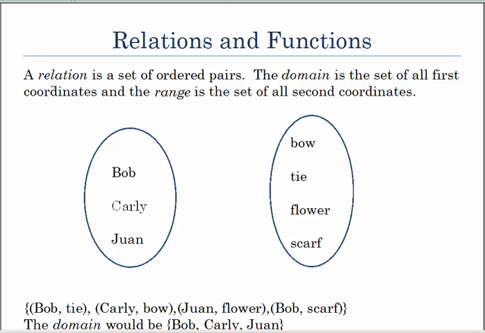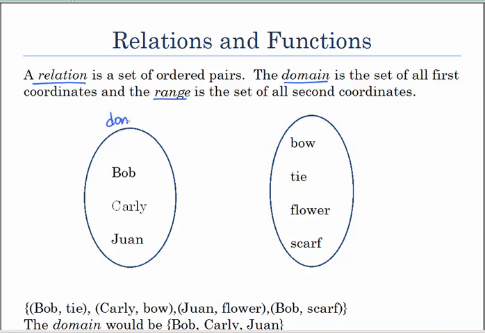We need to start this lesson with a definition. The definition of a relation. It is a set of ordered pairs. We call the domain the set of all the first coordinates, and the range is the set of all second coordinates. But more importantly, a relation is also a mapping.